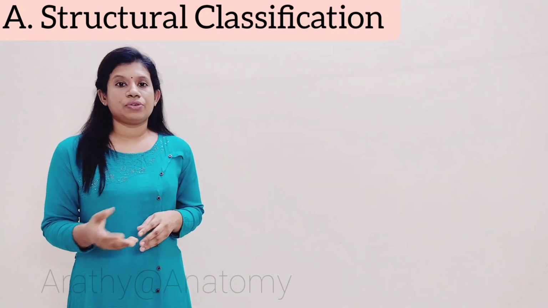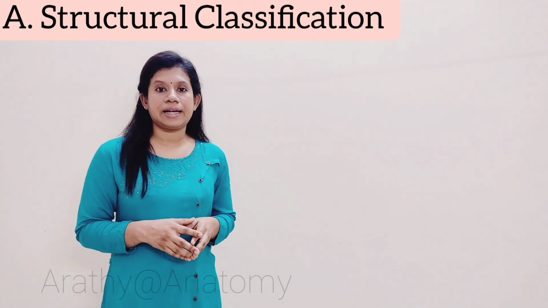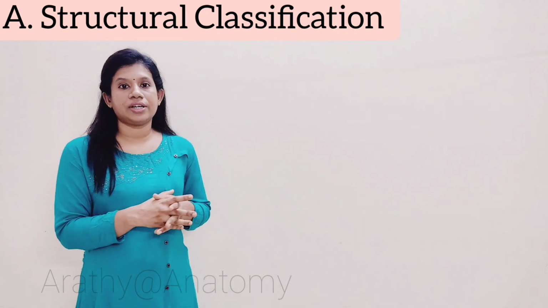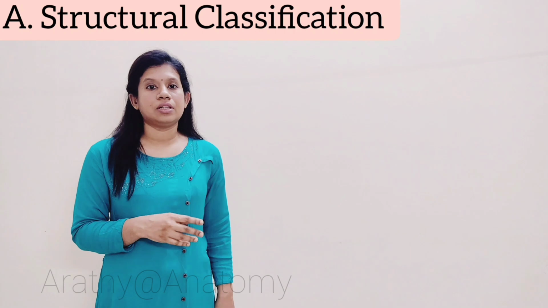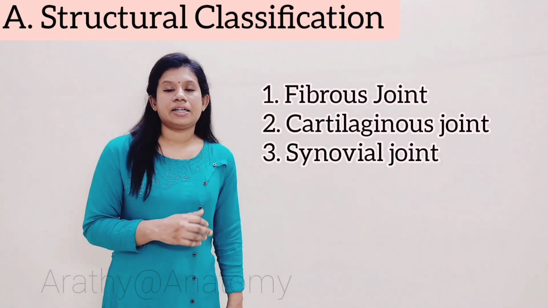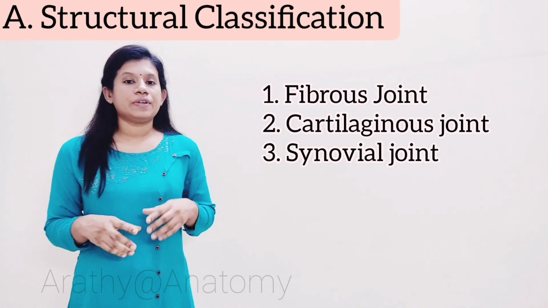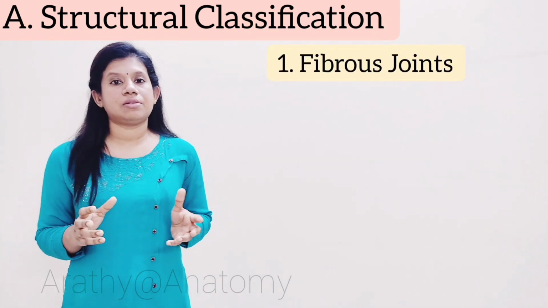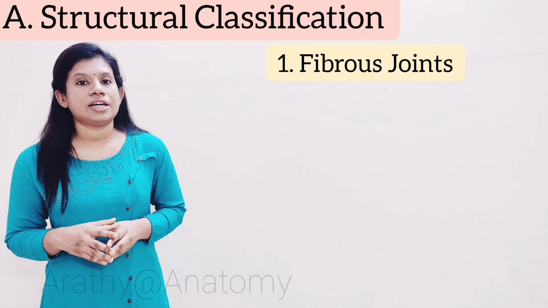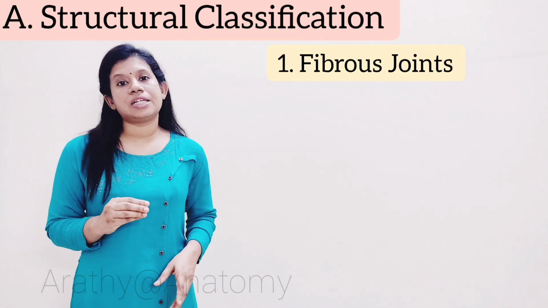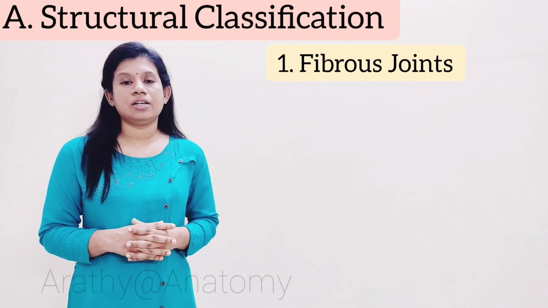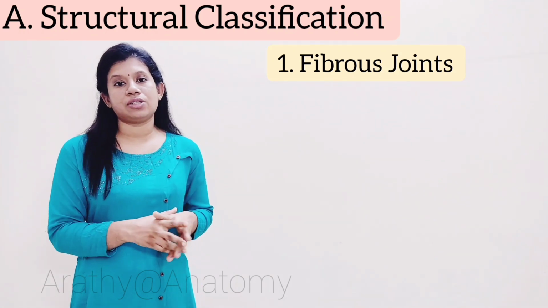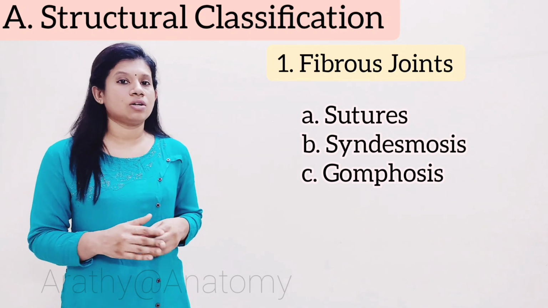From the exam point of view, this usually asks for 10 marks. The structural classification, depending on the structure of the joint, is mainly divided into three types: fibrous joint, cartilaginous joint and synovial joint. Moving on to the first one, the fibrous joint. Fibrous joint means the bones are united by fibrous tissue. These types of joints are immovable or produce a slight degree of movement. Under fibrous joint, in turn it is divided into three types: sutures, syndesmosis and gomphosis.